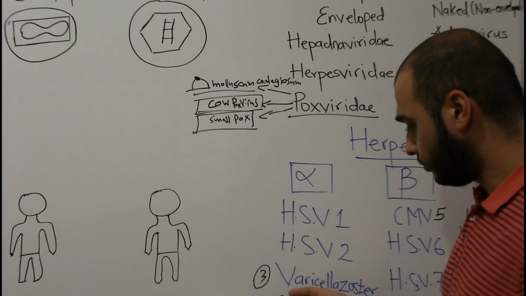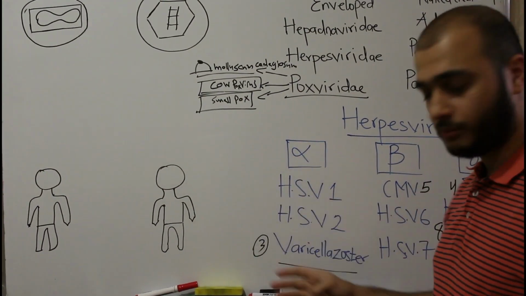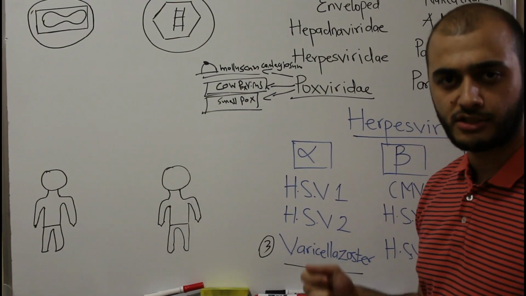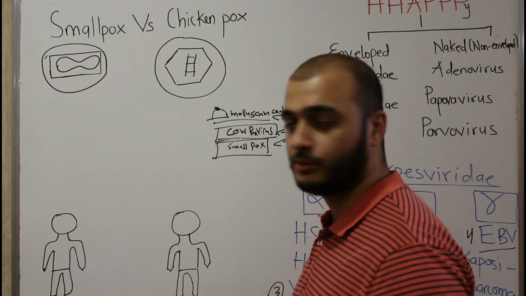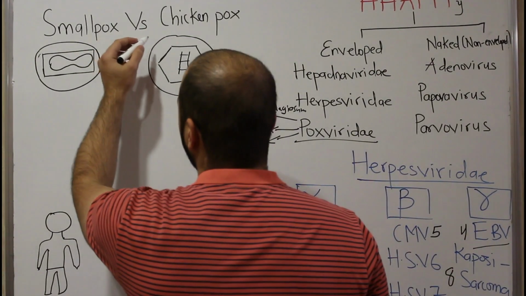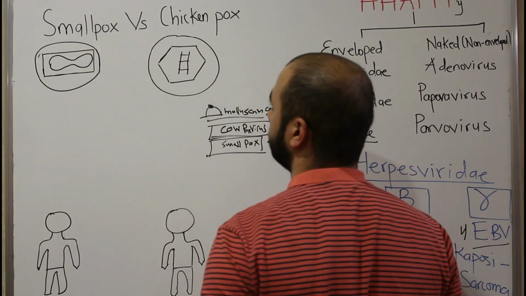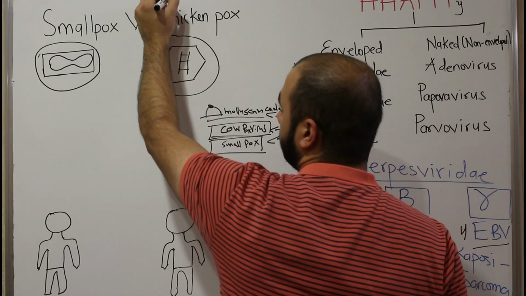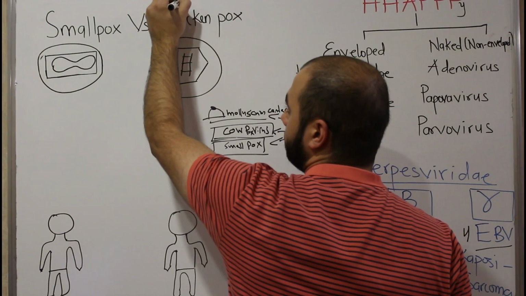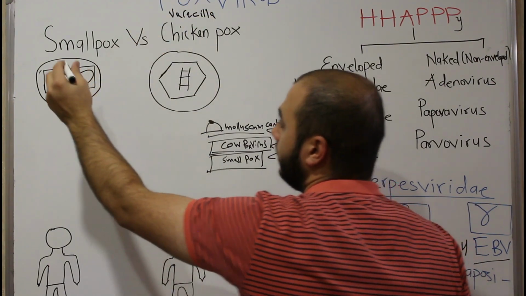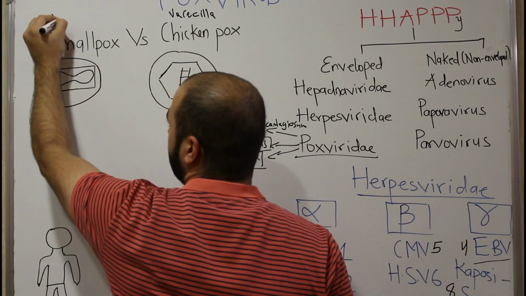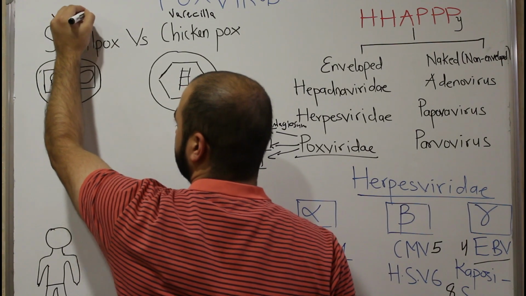We say the best way to study smallpox virus is to compare it with chickenpox, because they share some symptoms and we need to differentiate between them. Chickenpox also has another name, varicella, and smallpox has another name, variola.